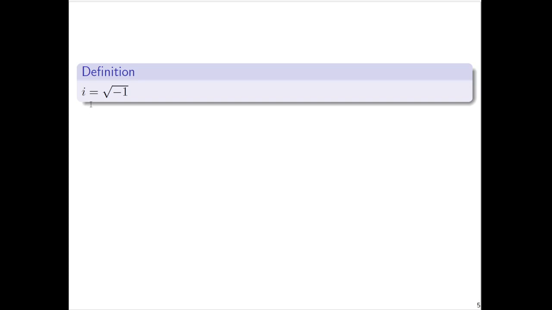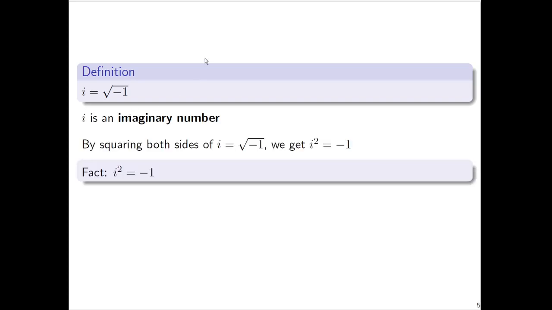So i is going to be defined. Here's the dictionary definition. i is defined as the square root of -1. So i is an imaginary number. Now, if you take that equation that's in the definition and just square both sides, then you get i squared equals, so that's squaring the left side, and then the squaring on the right side is going to undo the square root sign, so you're left with -1. So i squared equals -1.